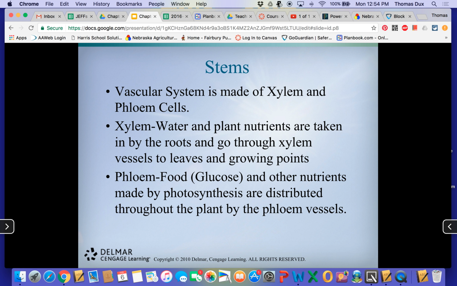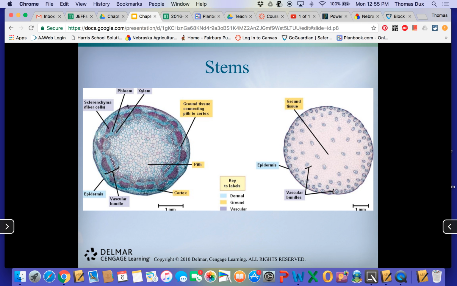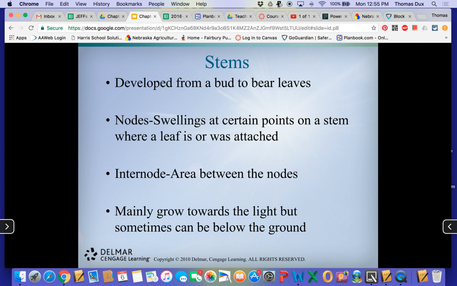We've already talked about this. Very important. So, the purpose of stems, we already had, were to transport water, transport food, and nutrients throughout the plant. Also, stems develop from a bud to bear leaves. So stems bear leaves, and they are also the structural part that holds everything else up.